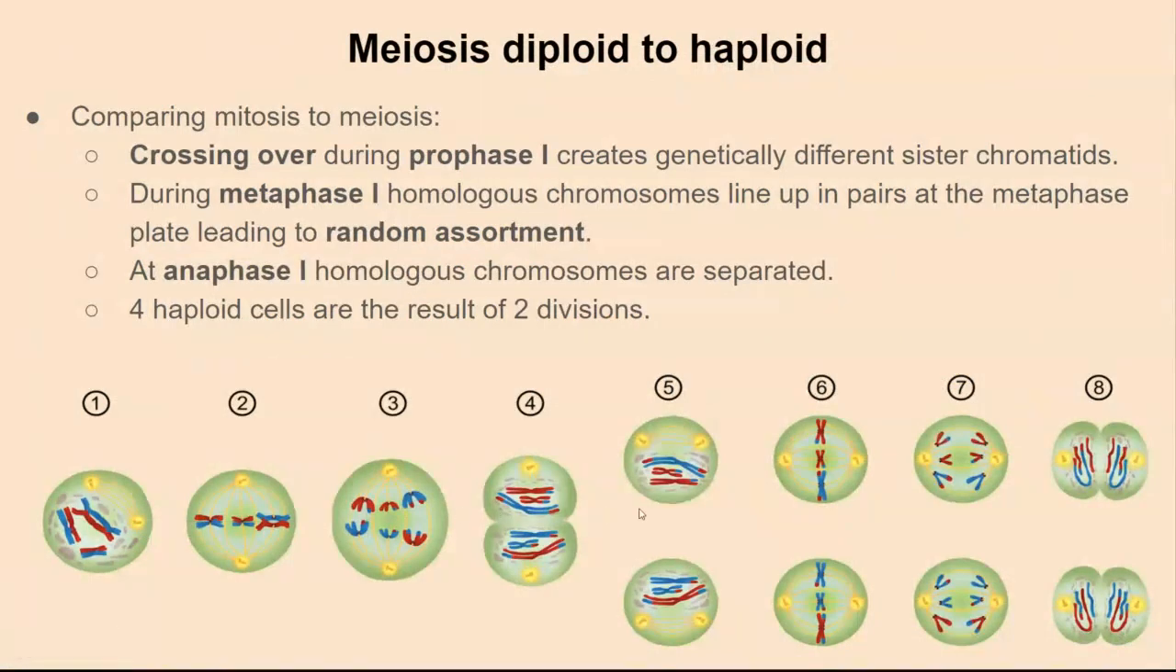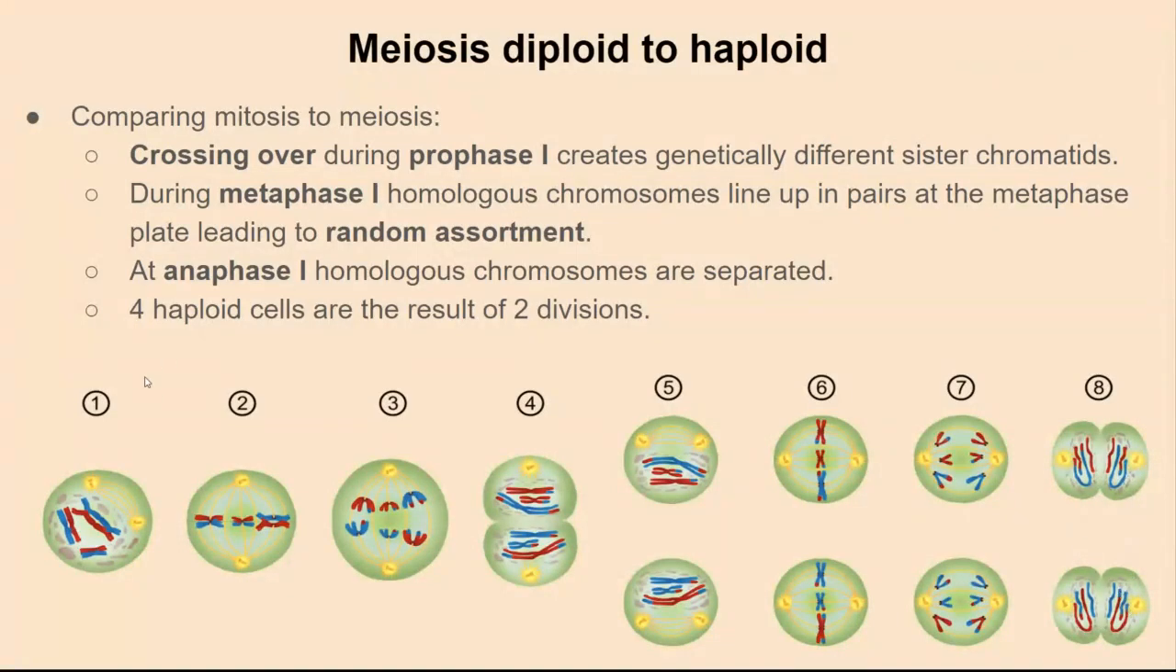Here we can see everything all together. Here we have prophase 1, metaphase 1, anaphase 1, and telophase 1. We end up with 2 genetically unique daughter cells. Then we go through prophase 2, metaphase 2, anaphase 2, and telophase 2, ending up with 4 genetically unique haploid gametes.